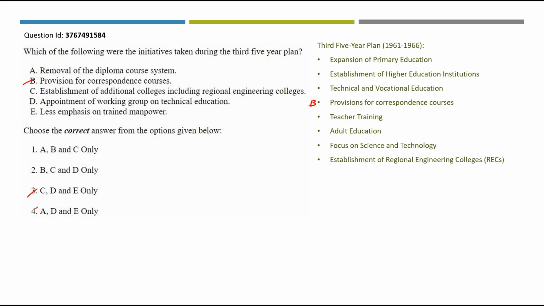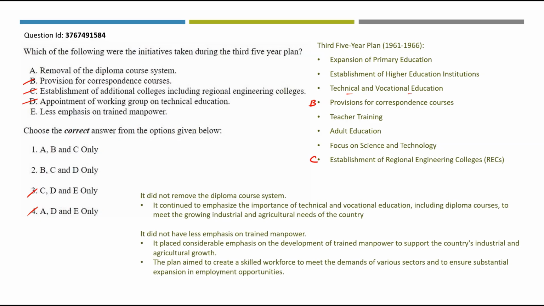So definitely 3 and 4 can be ruled out. Establishment of additional colleges including regional engineering college. We have C here, so this is also in the answer. Appointment of working group on technical education. So here they have talked about technical and vocational education. So definitely D can also be in the answer. But we have to make sure that A is not in the answer list. So let's know about it.